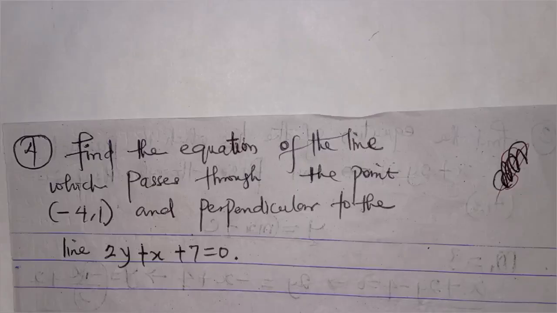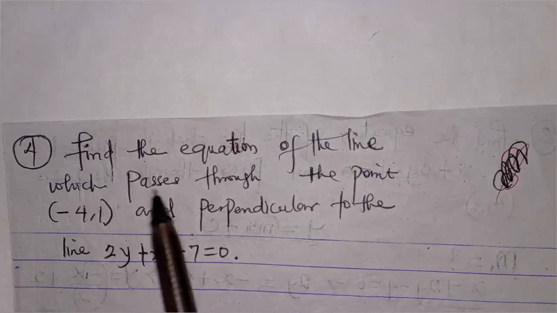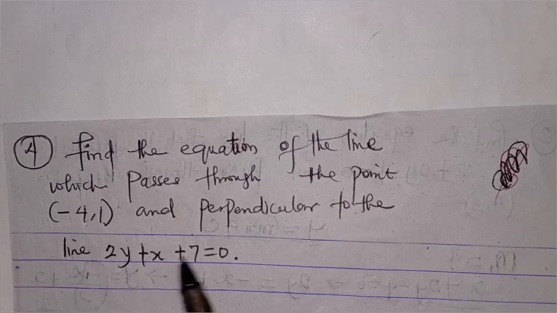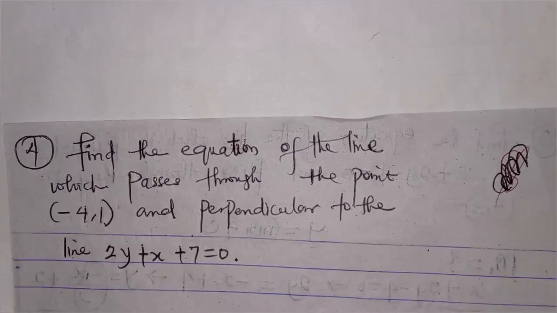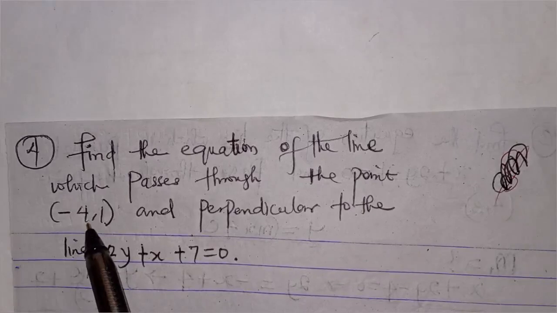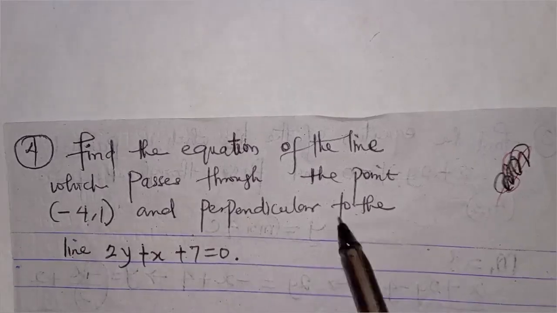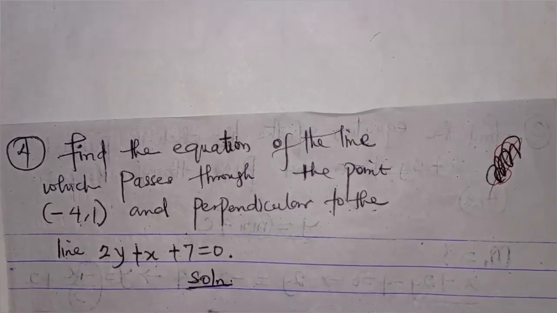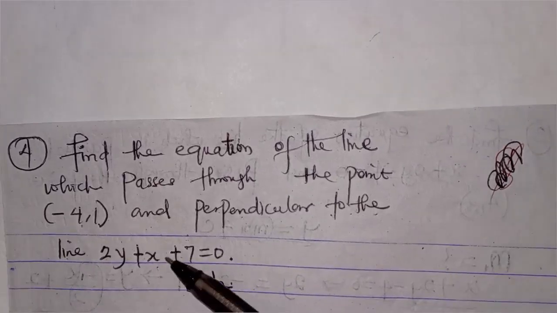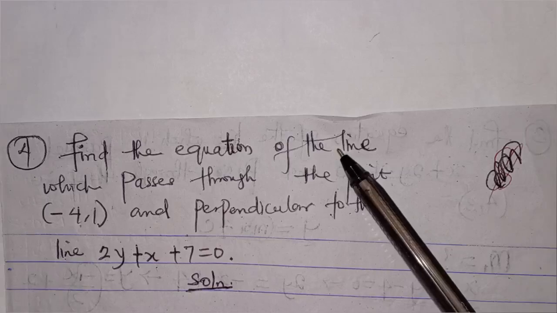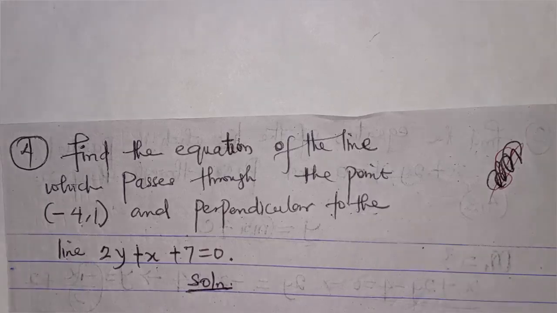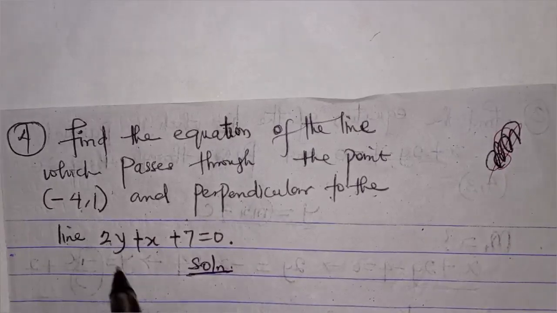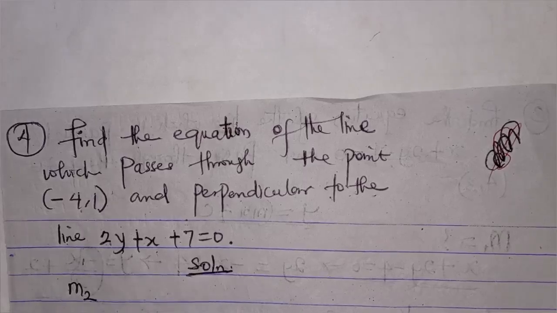The fourth question says, find the equation of the line which passes through the point and perpendicular to the line 2y plus x plus 7 equal to 0. Now, the line passes through this point and is perpendicular to this line. It means that the product of the gradient of this line and the line whose equation we are looking for is equal to minus 1. First of all, what is the gradient of this line?